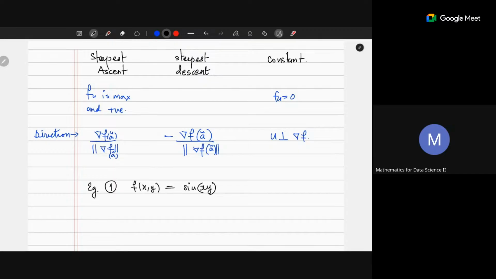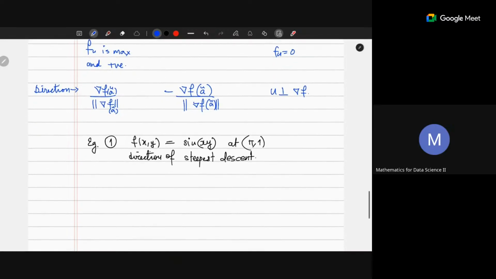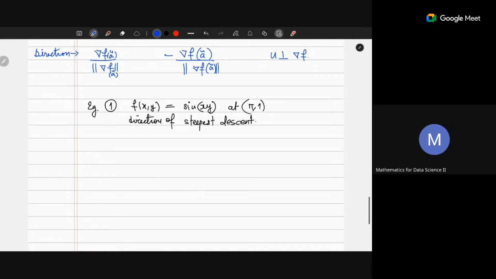So let's say this is a two variable function. At pi comma 1, find out the direction of steepest descent. So since it's the descent, it will be negative of the gradient divided by the norm of this. And so what do we need to find out? We need to find out the gradient of the function and its norm. So what is the gradient of this function?